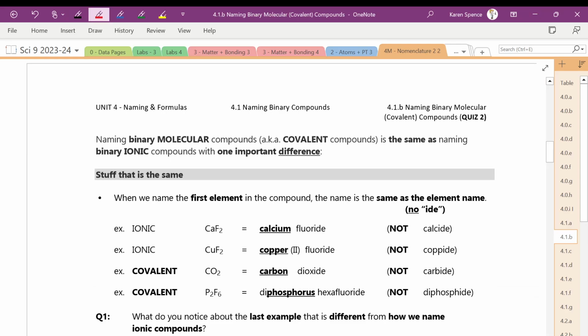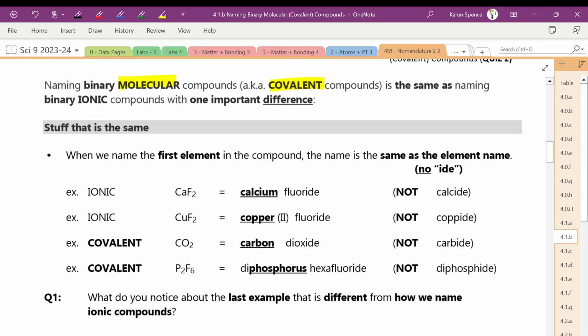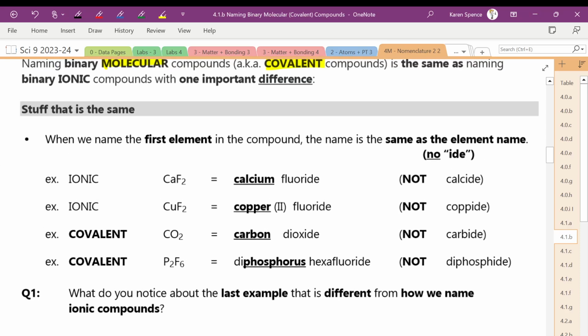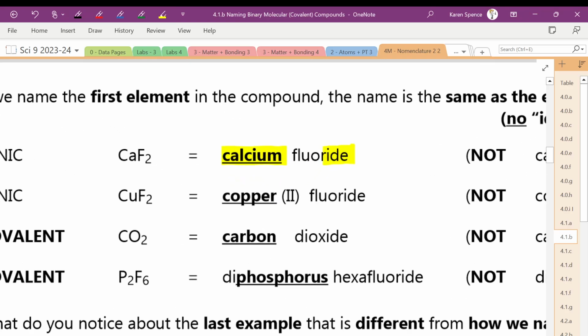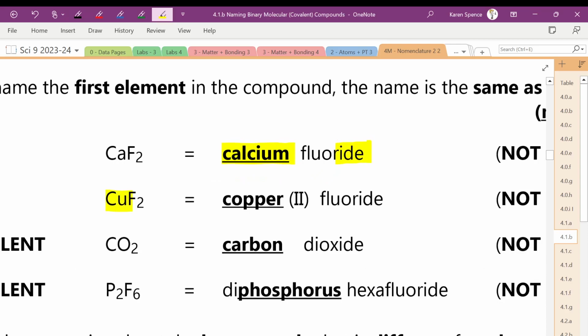So we will be naming these molecular compounds, also known as covalent compounds, and they are similar to ionic, but not the same, okay? So let's look at some ionic names that we already know how to do. We have calcium and then fluoride. Cu is copper, and then we have the fluoride. We're going to learn how to use these little Roman numerals later on. Don't worry about them just yet.